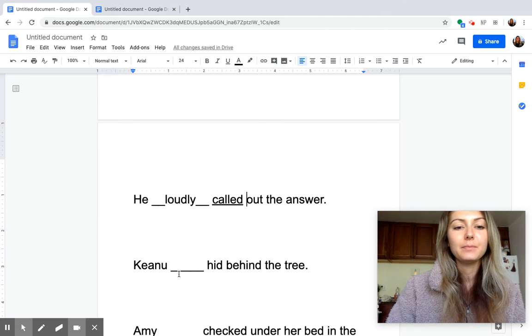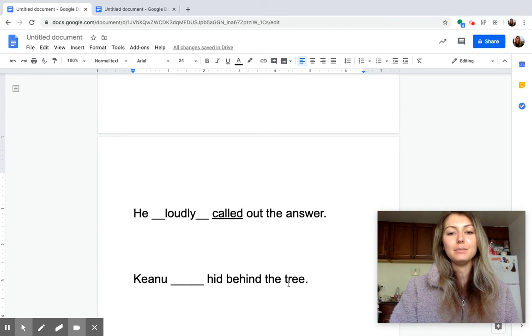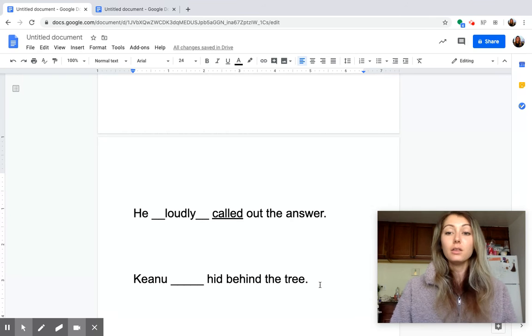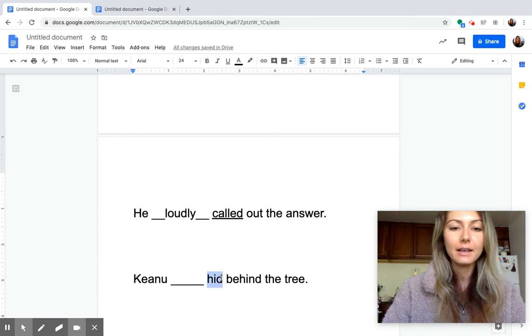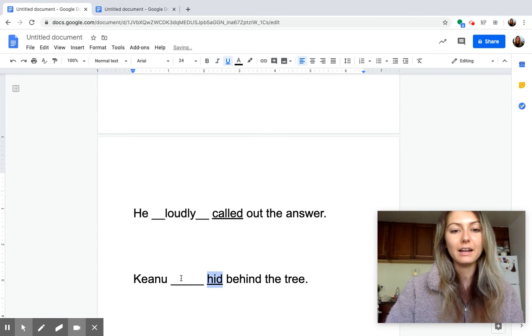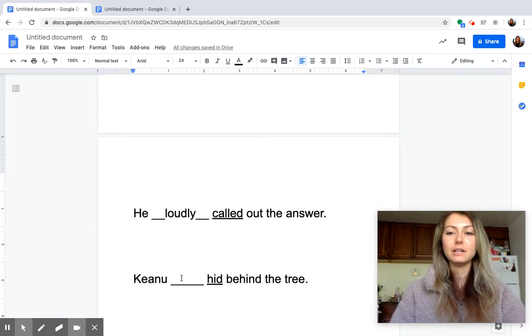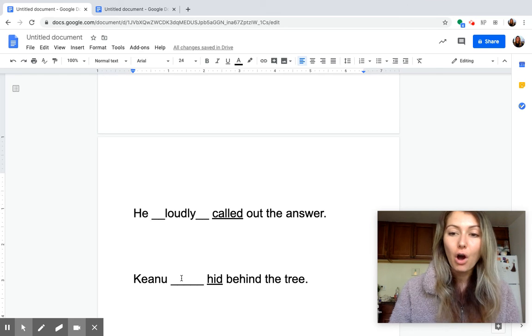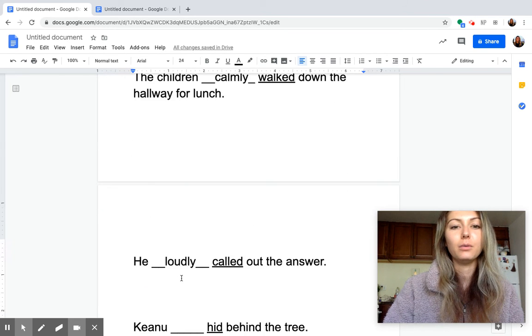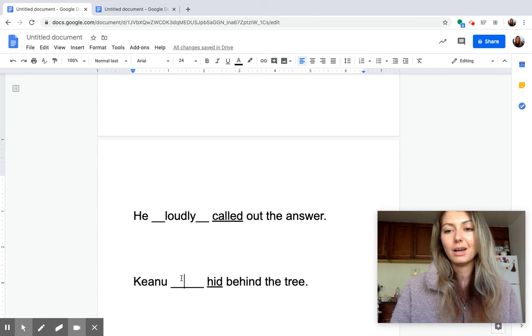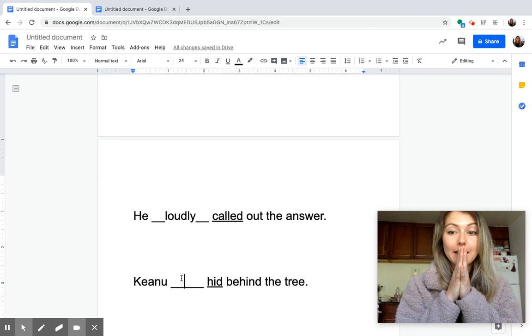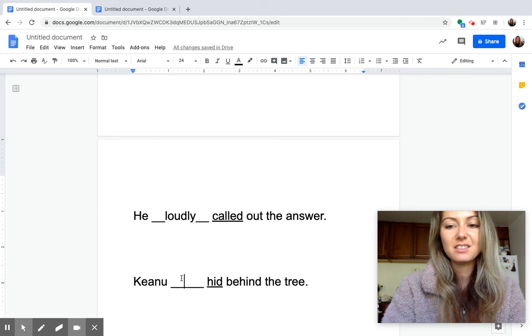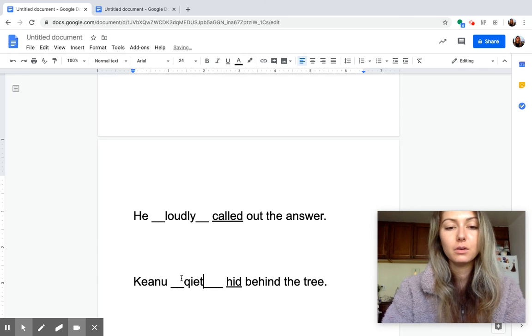Okay, next one. Keanu blank hid behind the tree. We're not describing Keanu here, but we are describing how he hid. Now, when you're playing hide and go seek, you're probably not being loud and crazy with your body because you don't want to be found. You're probably doing it very quietly, or you're doing it very calmly, just like walking down the hallway. So for this one, I know in hide and seek, we are not making any sounds, right? So Ms. Metz can think of the adverb quiet.